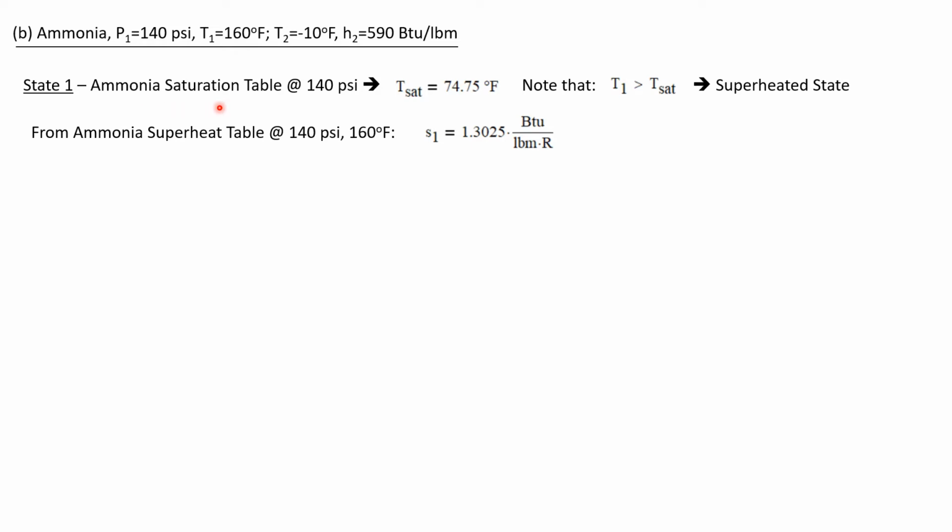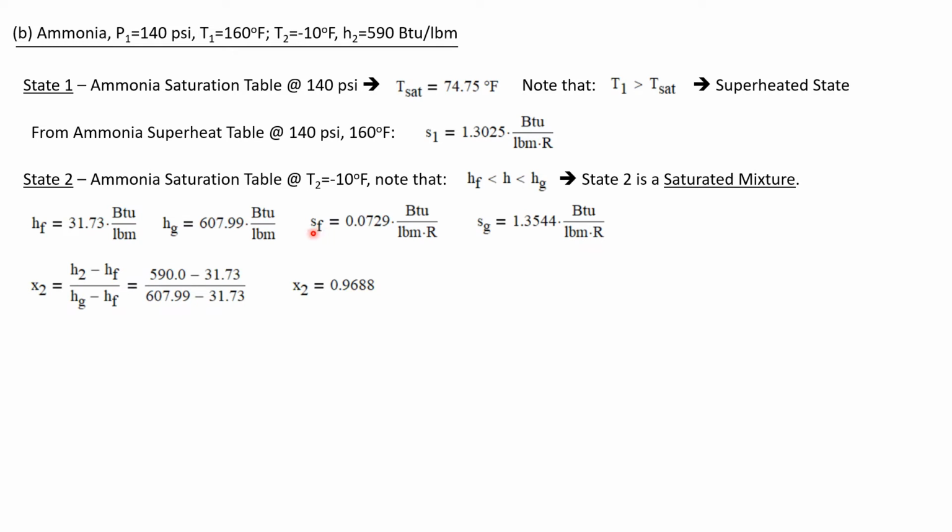We'll go to the ammonia saturation table at 140 psi, and we see that the saturation temperature is 74.75 degrees Fahrenheit. But this temperature of 160 is higher than the saturation temperature. So that tells us that we have a superheated vapor. So then I'll go to the ammonia superheat table at 140 psi and 160 degrees Fahrenheit, and I'll get the value for specific entropy at state 1: S1 equals 1.3025 BTUs per pound mass R.